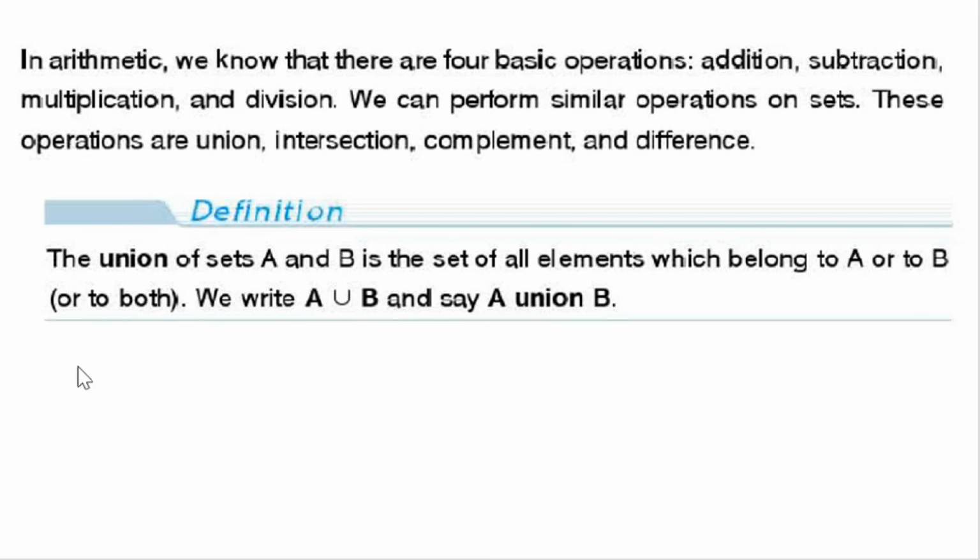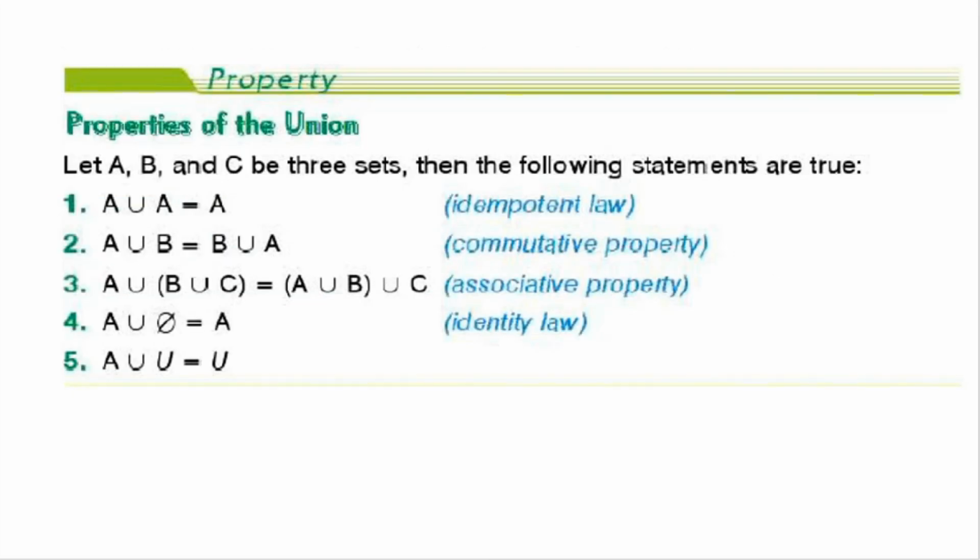The union of sets A and B is a set of all elements which belong to A or to B or to both. So we write A union B, A ∪ B, and say A union B. The symbol of union is the letter U. So let's now have the properties of the union.